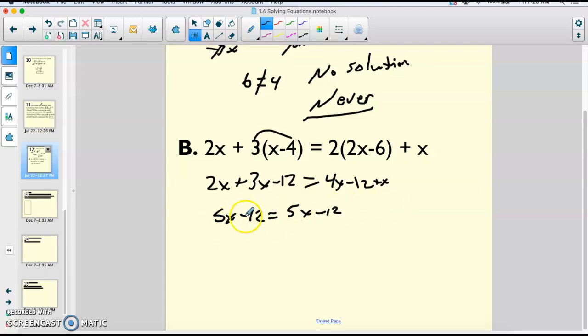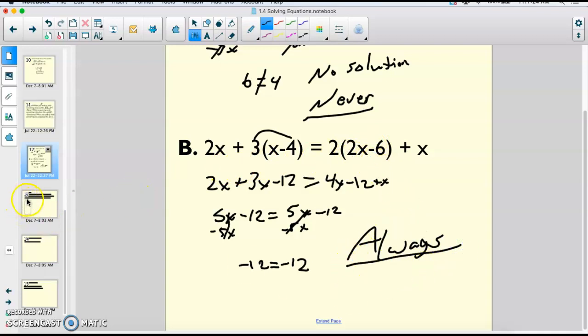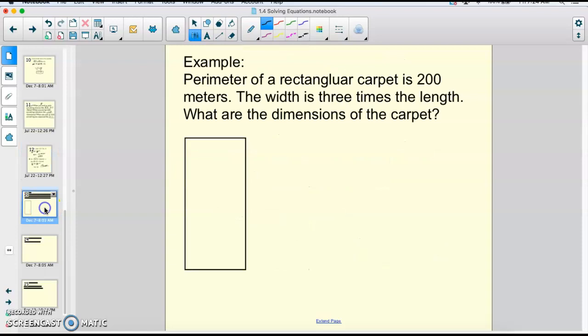Now you can tell already that they're the same on both sides, right? But just for fun, let's finish the problem out. We subtract our 5x's. They disappear. And you're left with negative 12 equals negative 12. So this always works. No matter what number you plug into this equation, it's going to work out, always. So you can plug in pi and it'll work out.